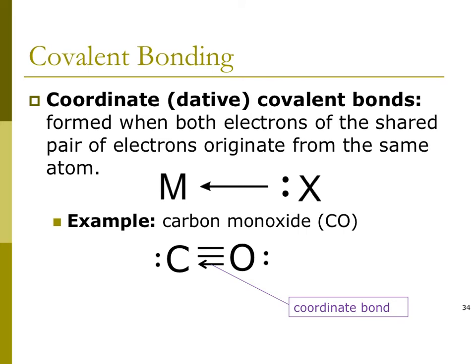There is one other subcategory, a special type of covalent bonds. We call them coordinate covalent bonds, or dative covalent bonds. This is going to happen when you have 2 different atoms that bring in a different number of electrons, and one of the pairs that is shared comes from the same atom. So carbon monoxide is a great example.